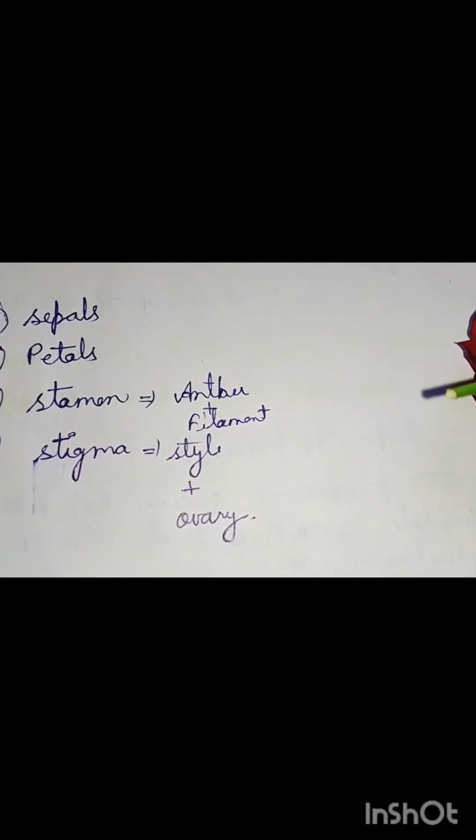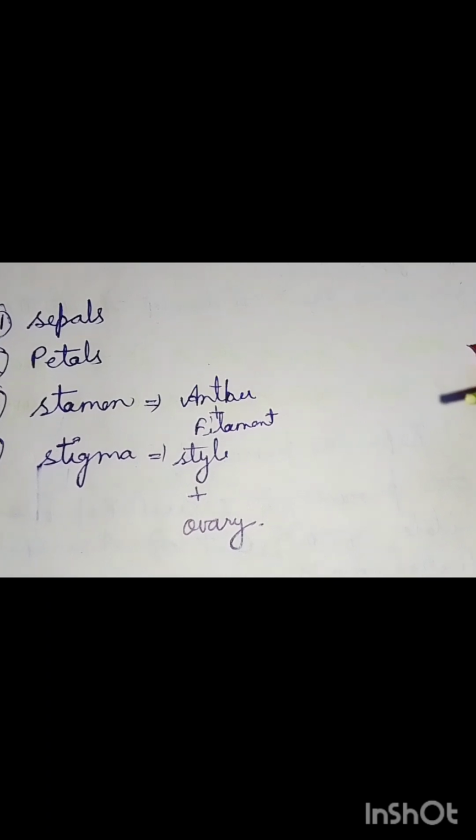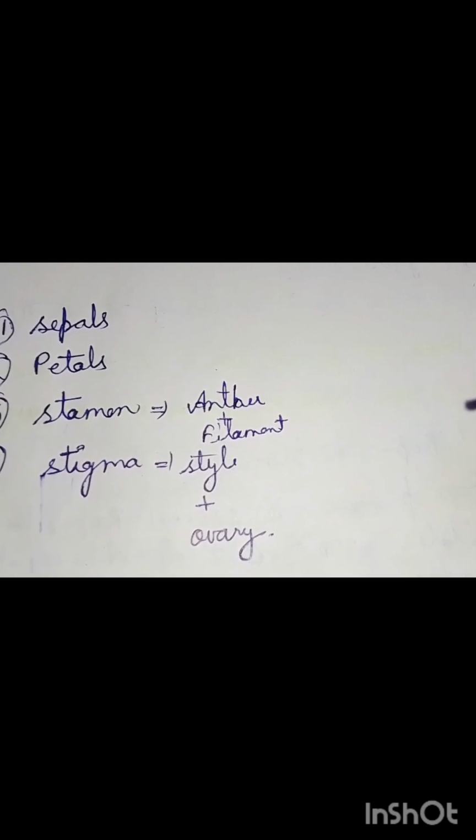Hello guys, today I will discuss the different types of flower parts. So let's start. A flower generally contains four major parts: the sepals, the petals, the stamen and the stigma. So let's see what are sepals, what are petals, what are stamen and what are stigma.